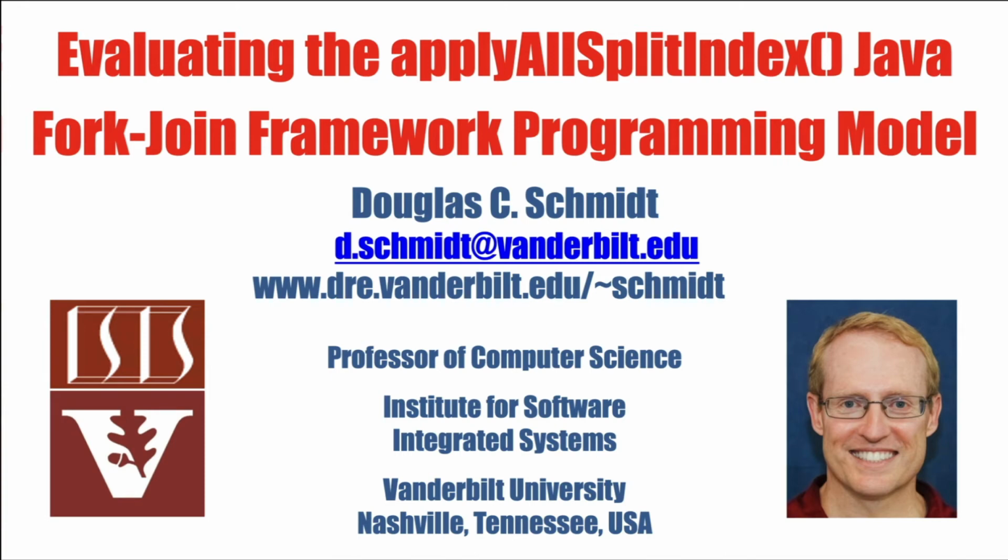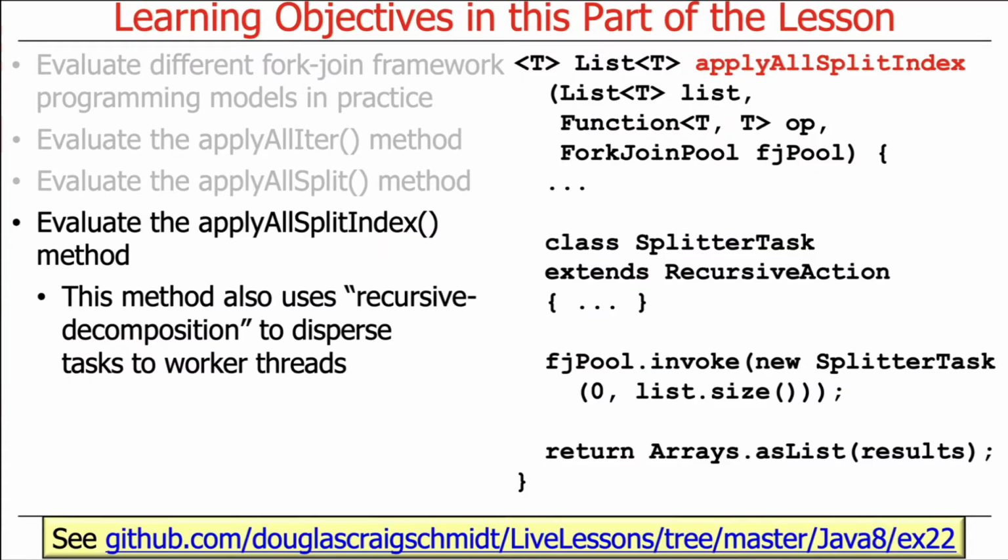We're now going to look at another way of implementing the big fraction reduction and multiplication application, using a slightly different technique based on other ways of programming the Java fork join framework. This particular method is called applyAllSplitIndex, and you'll see why we call it that in a second. This method, like the applyAllSplit method we just looked at, uses recursive decomposition to disperse tasks to worker threads.